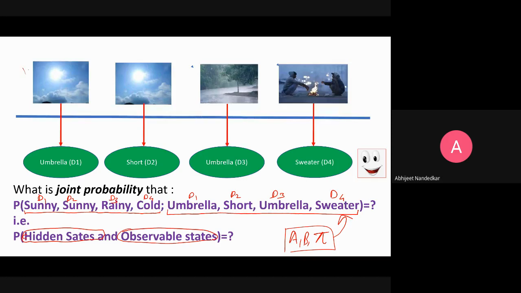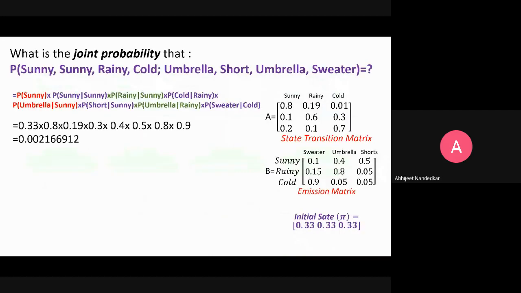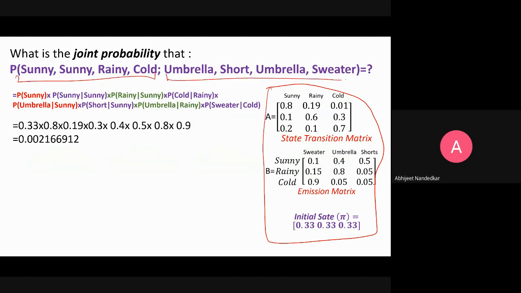So these states are not visible. What I can monitor is only this information D1, D2, D3, D4. Now, when I say I have everything, so this information is with me somehow, then I can calculate the joint probability for this particular sequence of hidden states and observable states.